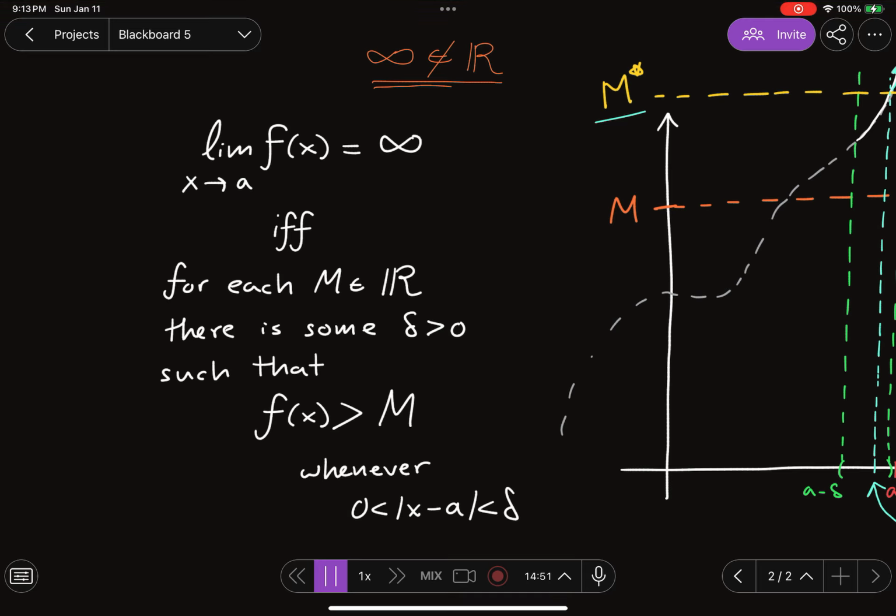Because if it were a real number, it would have to follow the field axioms. And infinity does not behave like the field axioms. For instance, if infinity was a real number, then infinity minus infinity would necessarily have to be 0. But it's not always 0. So we know that infinity is not a real number. So in other words, we would say that the limit does not exist in this case, but it is equal to infinity.